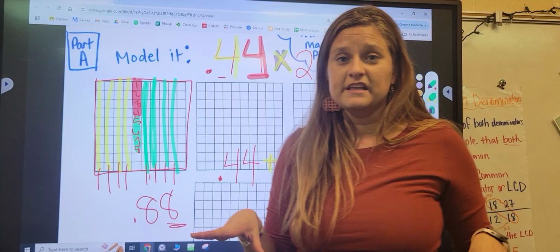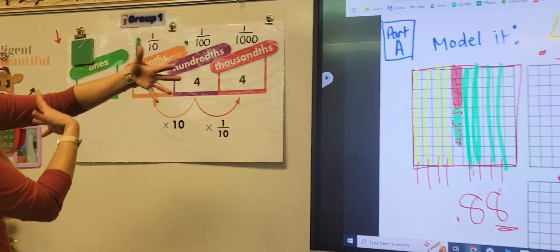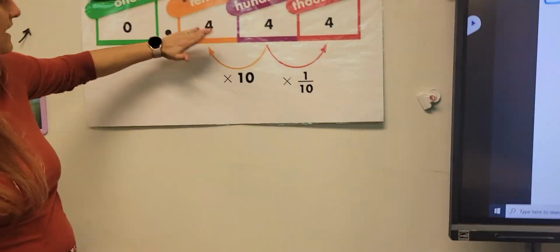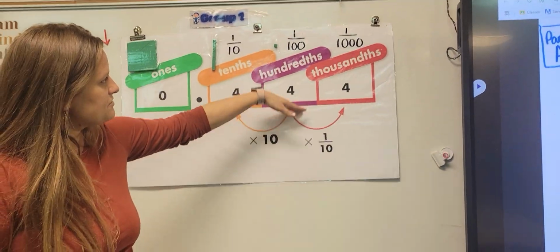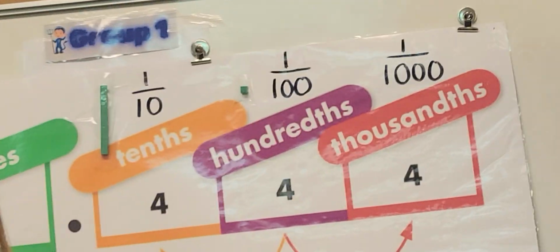Okay, so the biggest thing I need you to remember today is this beautiful chart here. Your tenths are your rods, your hundredths are your little babies. Okay, good luck.